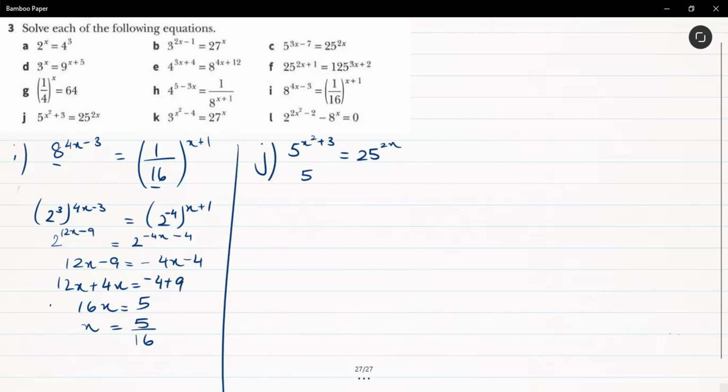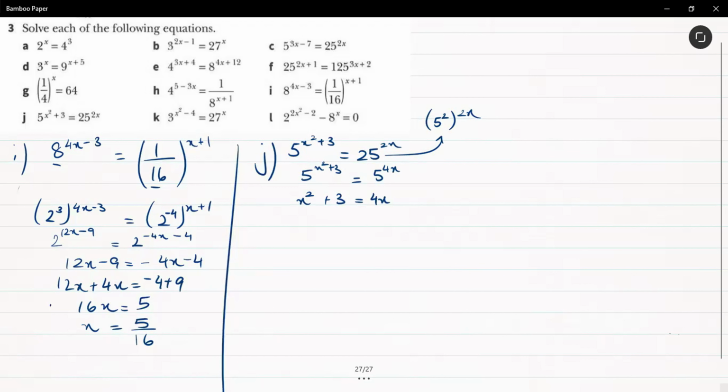5 raised to the power x squared plus 3. Now this one is simpler. It is equal to 5 raised to the power 2 to the 4x, because this 25 to the power 2x is equal to 5 squared to the power 2x. Okay, so we are going to write 4x. So x squared plus 3 is equal to 4x.